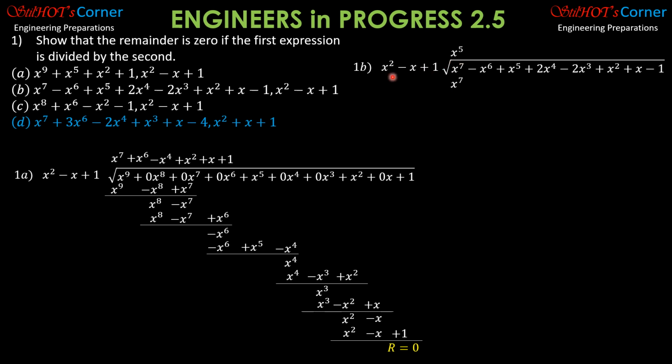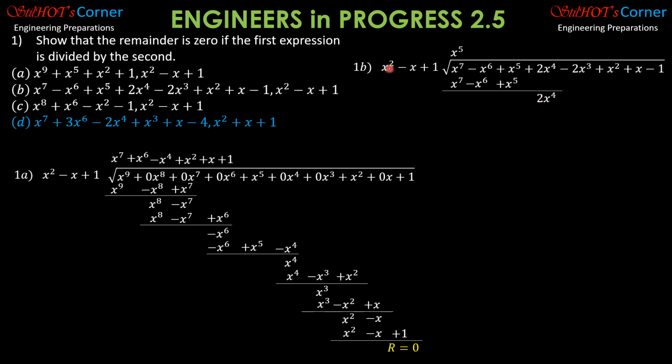X to the 5 times x squared is x to the 7. X to the 5 times negative x to the 6. X to the 5 times 1 is positive x to the 5. Subtract. So this will be 0. Everything will be 0. So we bring down 2x to the 4th.